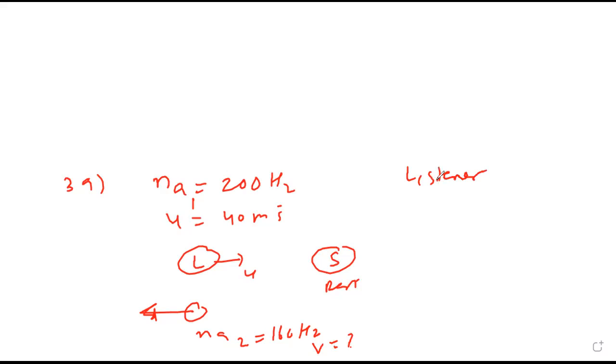Listener is moving. What to adjust? याद है क्या? What to adjust? Numerator. Listener is moving, so what will adjust? Numerator. So coming closer, frequency will increase or decrease?